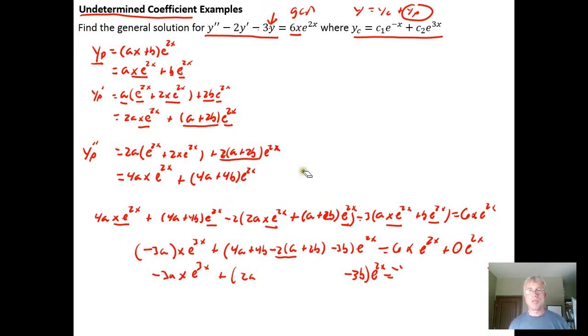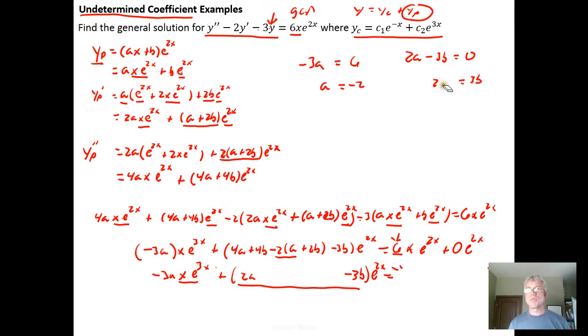And so we do what we've been doing. We equate coefficients. So the coefficient on the x e to the 2x term is negative 3a. So we know negative 3a has to equal the coefficient on the x e to the 2x term, 6. And that tells me that a is going to be equal to negative 2. And then 2a minus 3b has to give me a 0, so 2a has to give me 3b, but a is negative 2, so negative 2 times 2 is negative 4, and divide both sides by 3, I get that b has to be equal to negative 4/3.